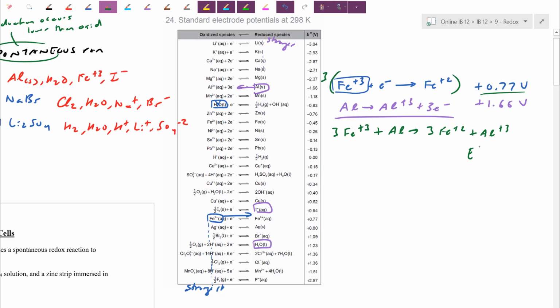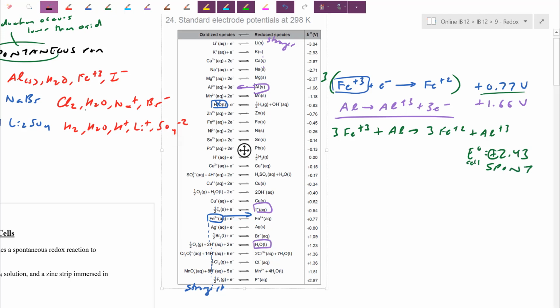What's the voltage going to be in total? The first one gains 0.77. The other one gains 1.66. I'm just going to add these two here. 1.66 plus 0.77 gives me 2.43 volts. And what we're going to find is, this overall voltage is called the E cell. If this voltage is positive, it implies that this one here is spontaneous.